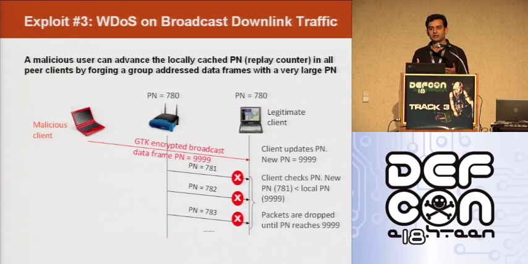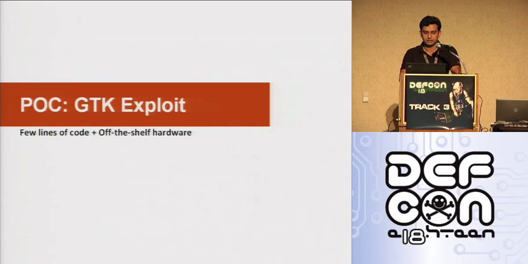So the attacker, by exploiting this replay detection logic, is causing a denial of service attack in the downlink direction, which can break a few protocols. So this was the third example of an exploit of hole 196, or the GTK vulnerability. Now I will talk about the POC code that was written to exploit GTK.